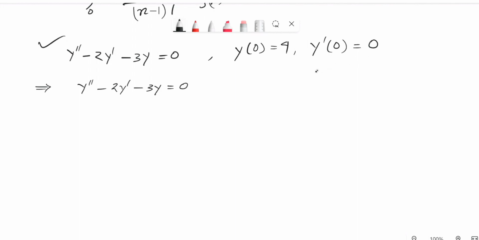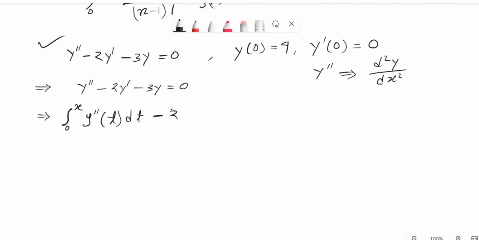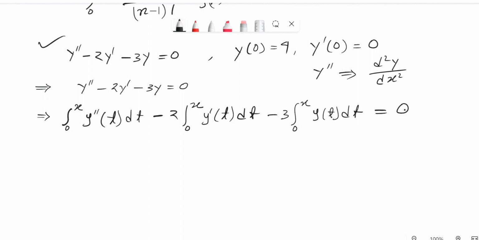Let me explain one thing here: when you write double dash, it means d square y by dx square. So now we'll integrate both sides with a limit of 0 to x. So we'll integrate all of this. This will be y double dash t dt. When we integrate, we have to convert the variable into t. Minus 2, as 2 is a constant, it will come out, so integration of 0 to x, it will be y dash t dt, minus 3 integration of 0 to x y(t) dt is equal to 0. Integration of 0 will be 0. So that's how we'll convert this into a Volterra integral equation to find out the Laplace transformation.